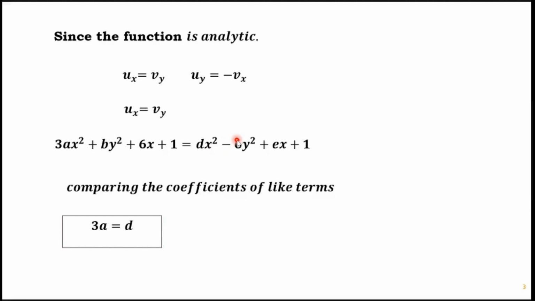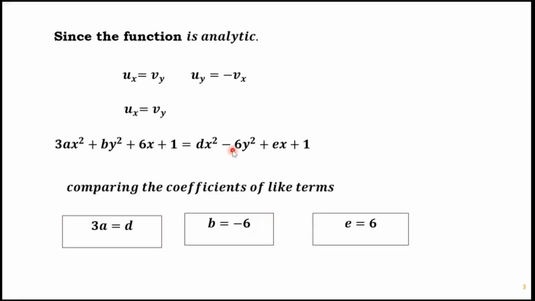Now y square का coefficient. Yes, y square coefficient b will be equal to minus 6. ठीक है. Then x का coefficient. E is equal to 6. Correct. E is equal to 6. That's it. One is same on both the sides, so we need not write that. Okay? So we have got three equations. 3a is equal to d, b equal to minus 6, e equal to 6. So we've got two constants now, b and e.